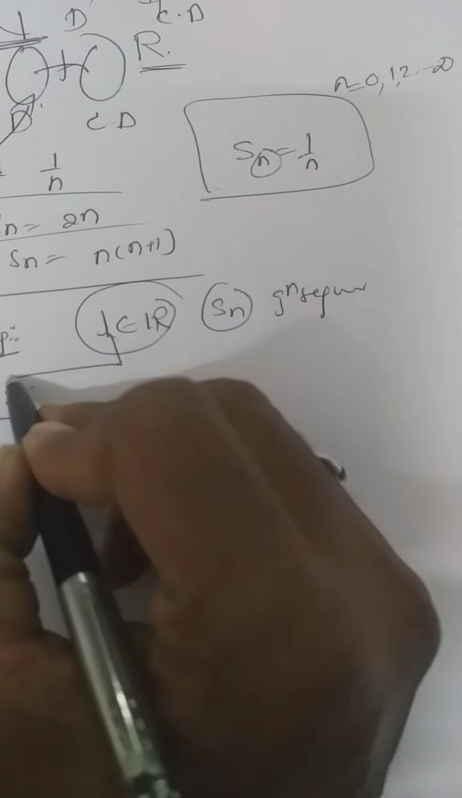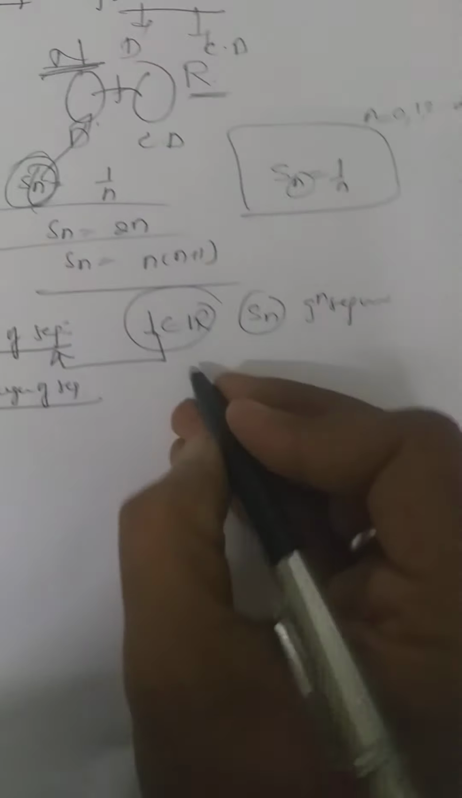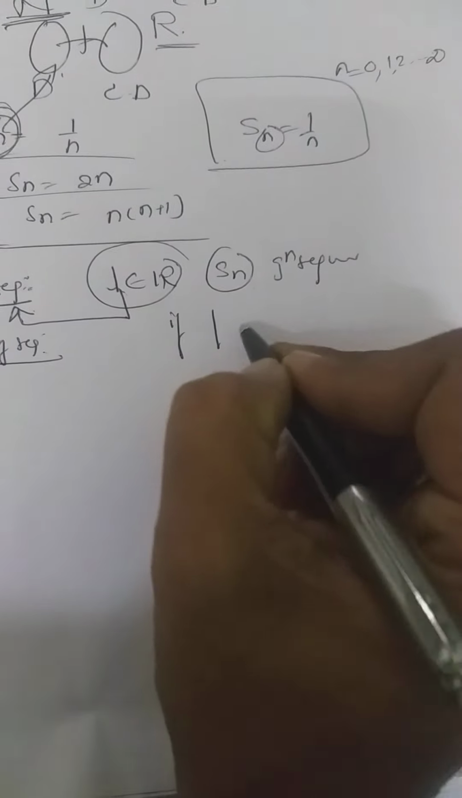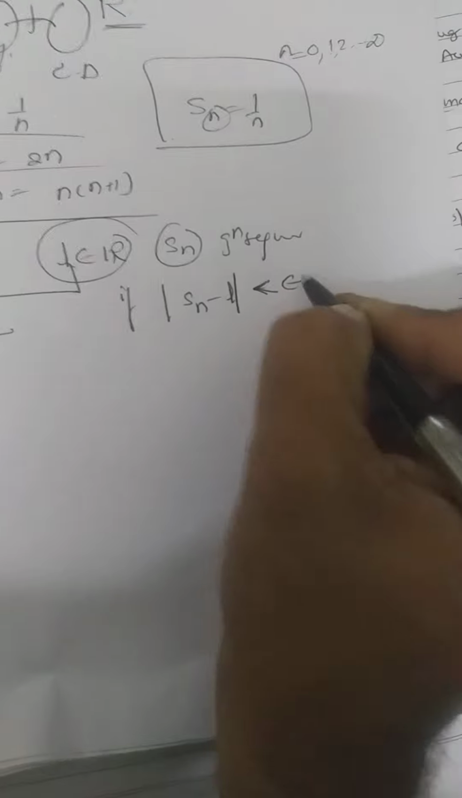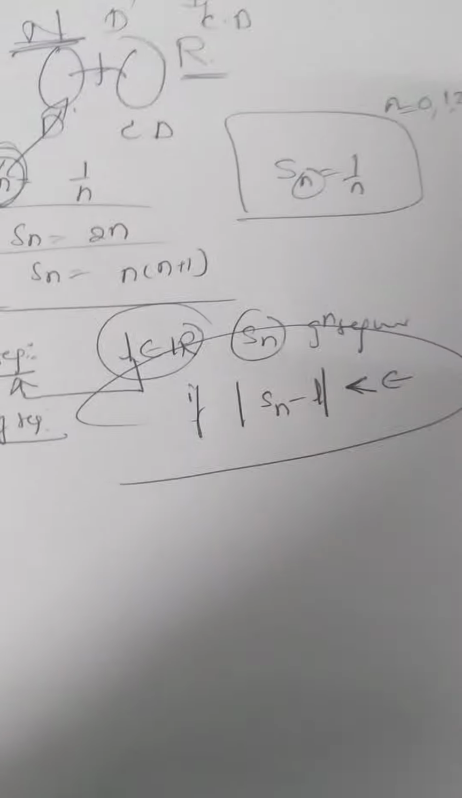This L is said to be a limit of a sequence if modulus of Sn minus L is less than epsilon. Let Sn be a sequence; a real number L is said to be a limit of a sequence if modulus of Sn minus L is less than epsilon, then L is called the limit of a sequence.